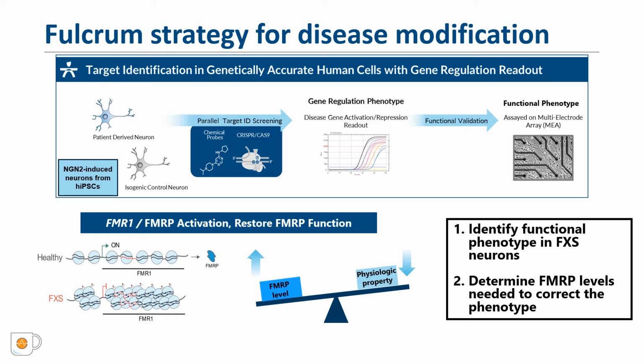Fulcrum strives to correct the root cause of Fragile X by reactivating FMR1 and FMRP to physiologically meaningful levels. We feel that by restoring enough FMRP to neurons, we can correct the functional deficits. However, before we can do this, we need to identify a functional phenotype in Fragile X patient-derived neurons and then determine the FMRP levels needed to correct this phenotype.